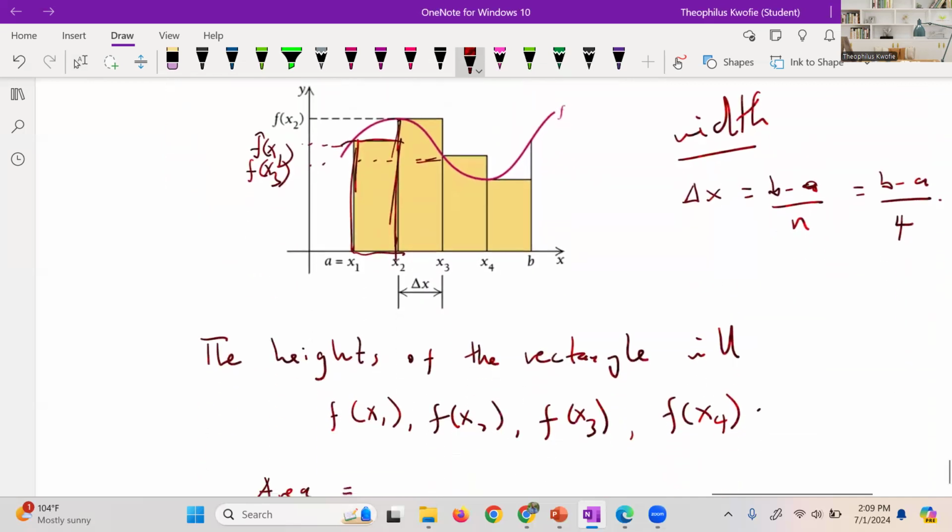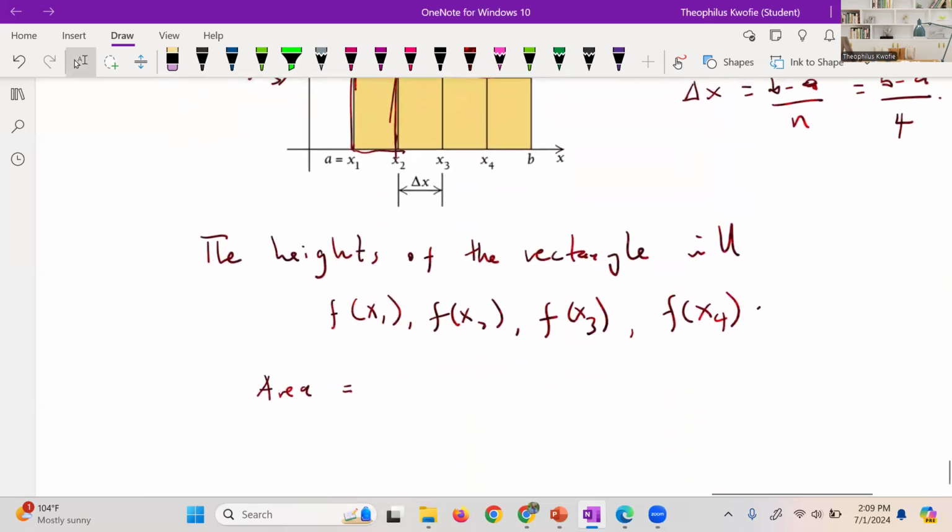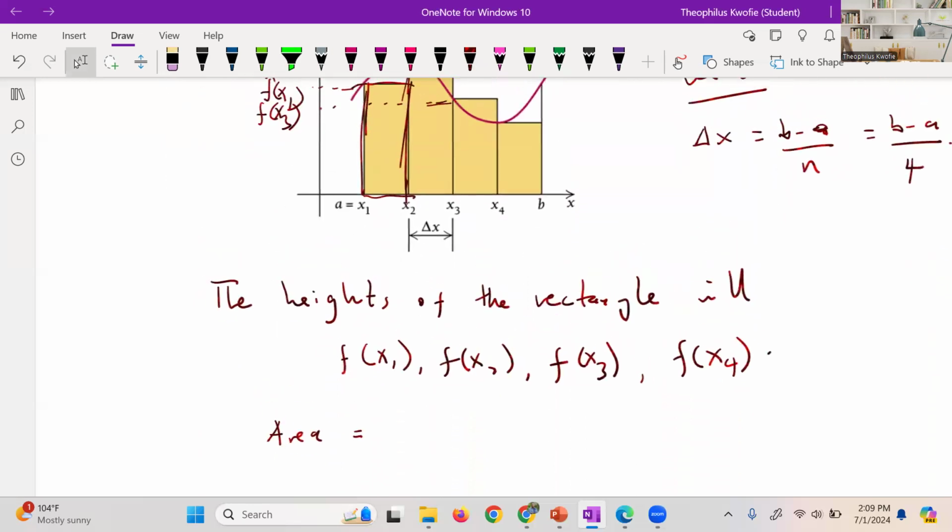Okay, so the base is what we call the width. The base is also one. The area of one rectangle is just going to be the base, which is the width, times the height. But then since we are talking about area, you're going to sum all the areas, the area of each rectangle. So we are going to sum all of that.